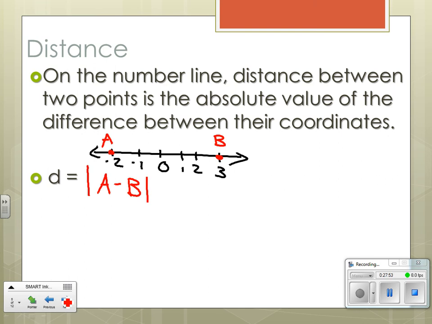Let's go ahead and just finish this one then. Where is A at? Minus, where's B? So then that becomes -2 minus 3 is? So absolute value of -5, which equals 5. So there's my distance.